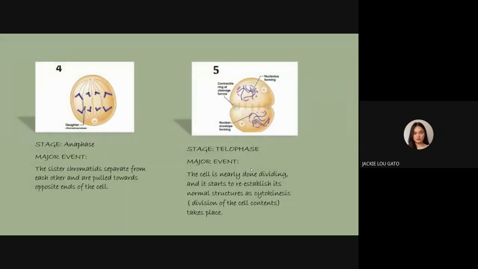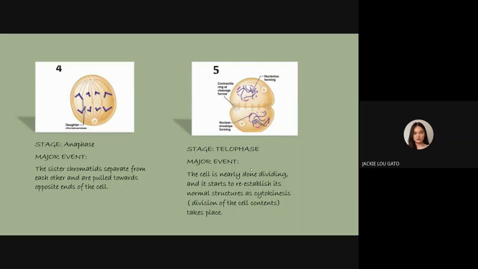For the fourth one, our answer is anaphase. In anaphase, the sister chromatids separate from each other and are pulled toward the opposite ends of the cell. In this phase, the protein glue that holds the sister chromatids together is broken down, allowing them to separate.